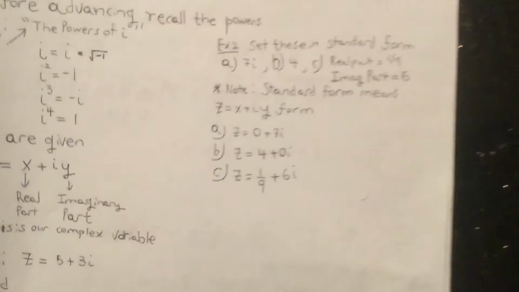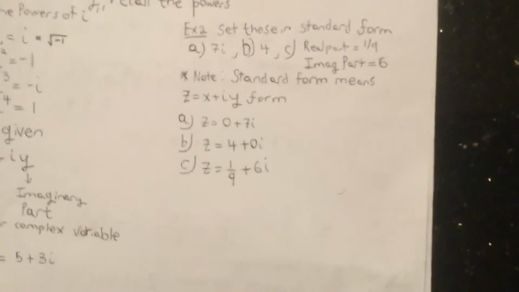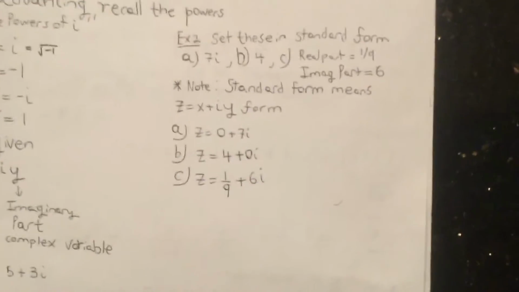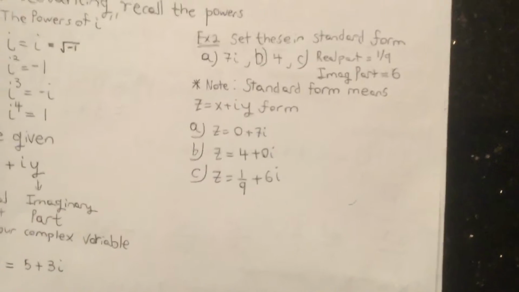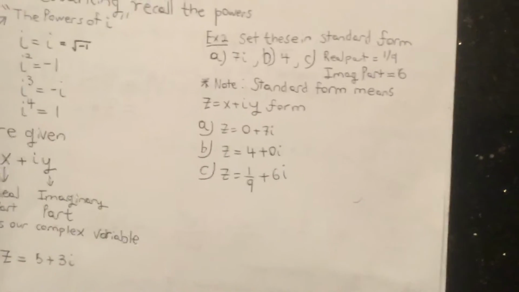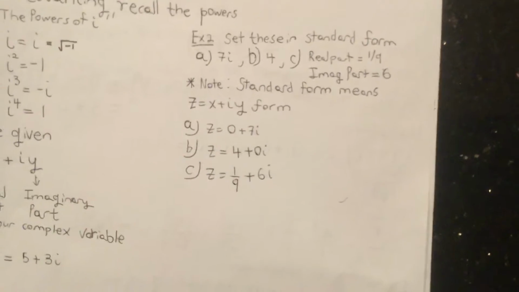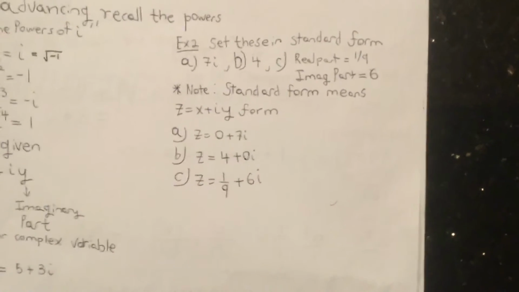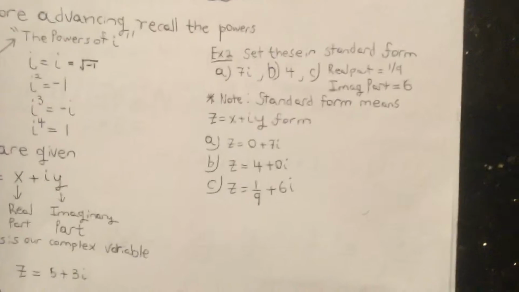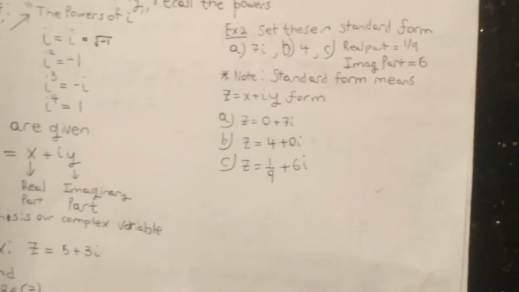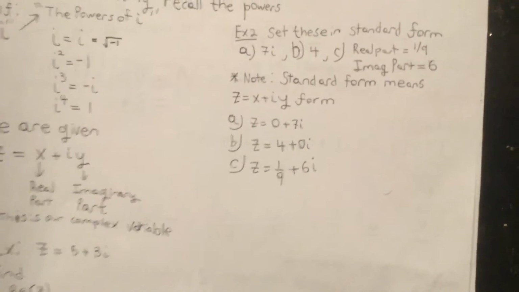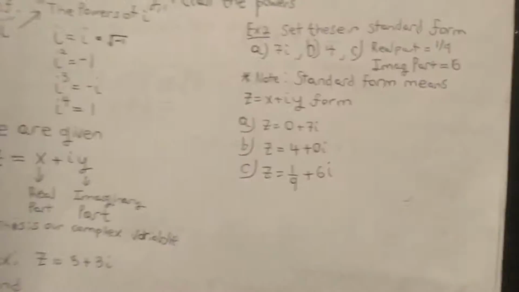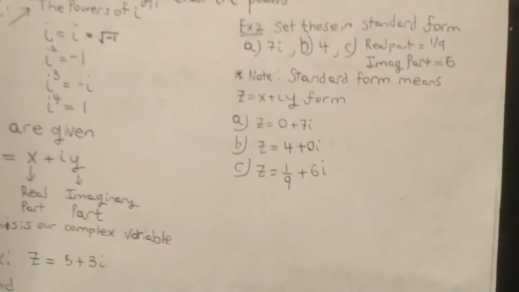Let's set up all these complex variable cases, notation of the complex number, in a standardized form. A is 7i. B is 4. C, the real part, is 1 over 9. The imaginary part is 6. Now, standard form just means z equals x plus iy form. Or a fancier way of saying that is z equal to real z plus i times the imaginary z.